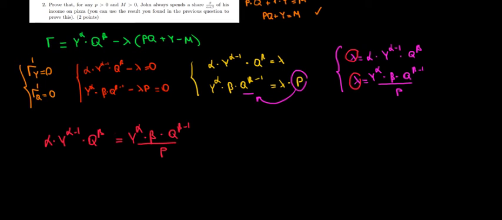Okay, let's keep going. Now let's deconstruct this a bit. This is going to be alpha times y to the power alpha minus 1, because we would use the exponents property here, times q to the power beta, is equal to y to the power alpha times beta times q to the power beta minus 1 over p. Let's use the exponents property again and deconstruct this like that.